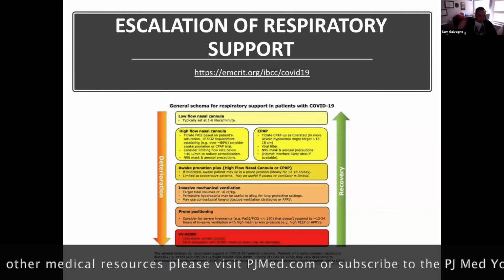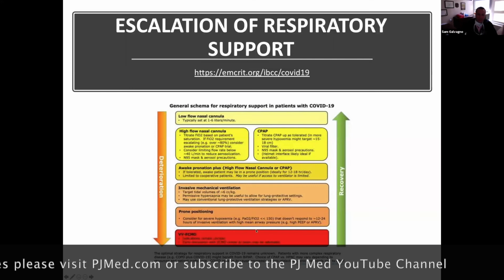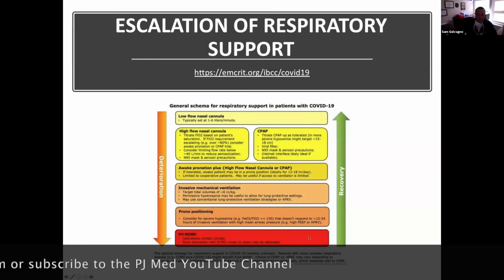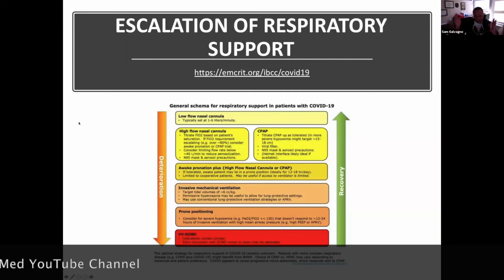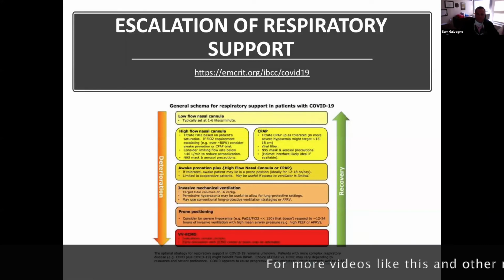Then we move to mechanical ventilation, we move to proning, and then finally VV ECMO, which is blurred out here, but we do that here at Shock Trauma. That's where we're getting a lot of our patients, to put them on ECMO. But that's the last ditch, last stop.